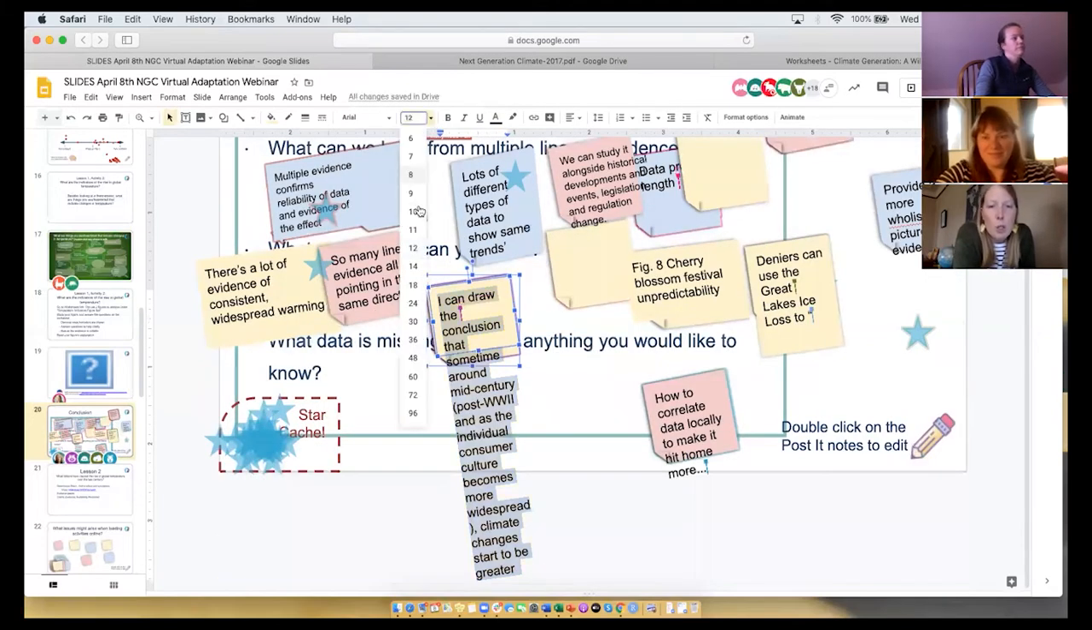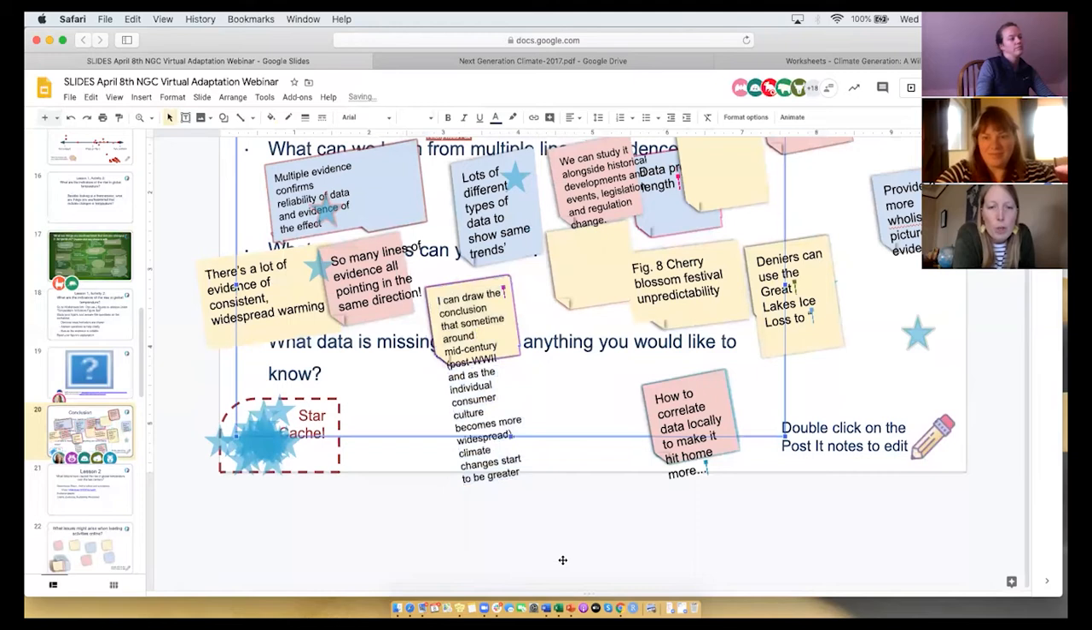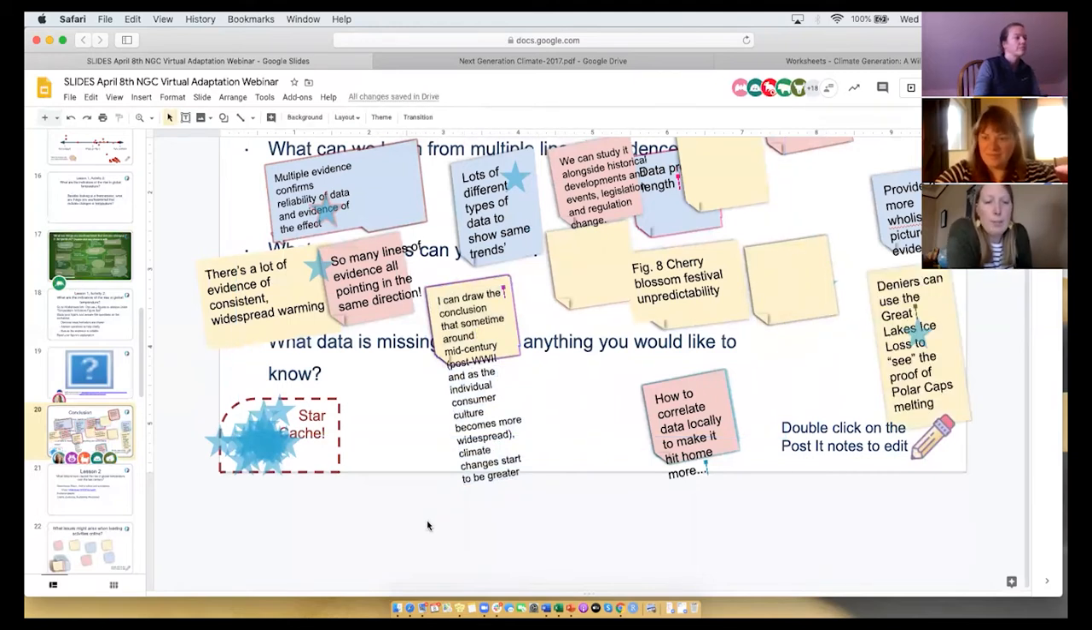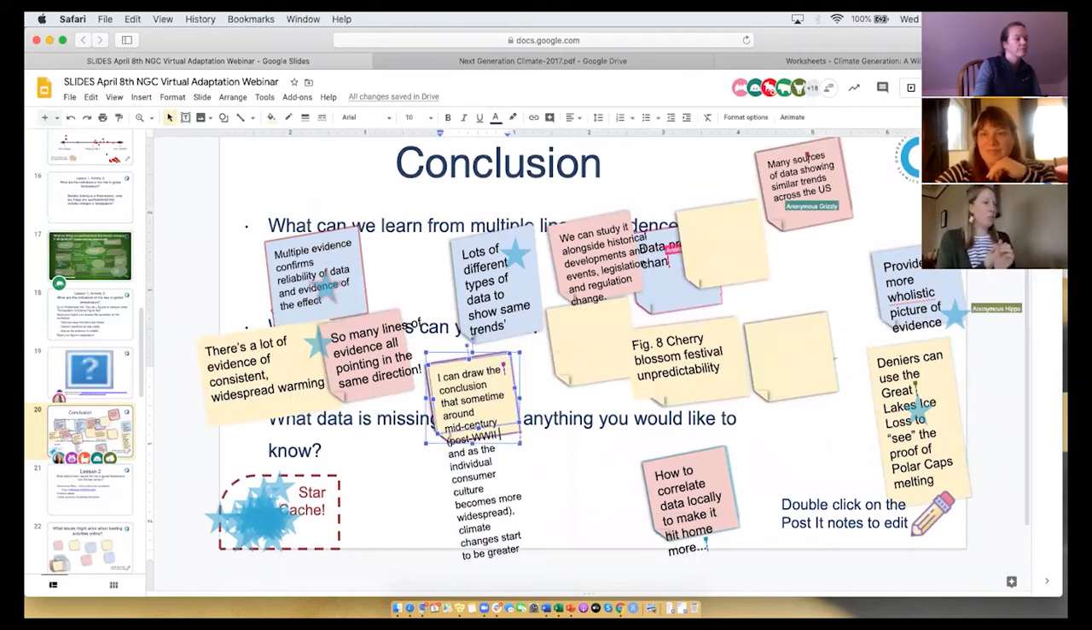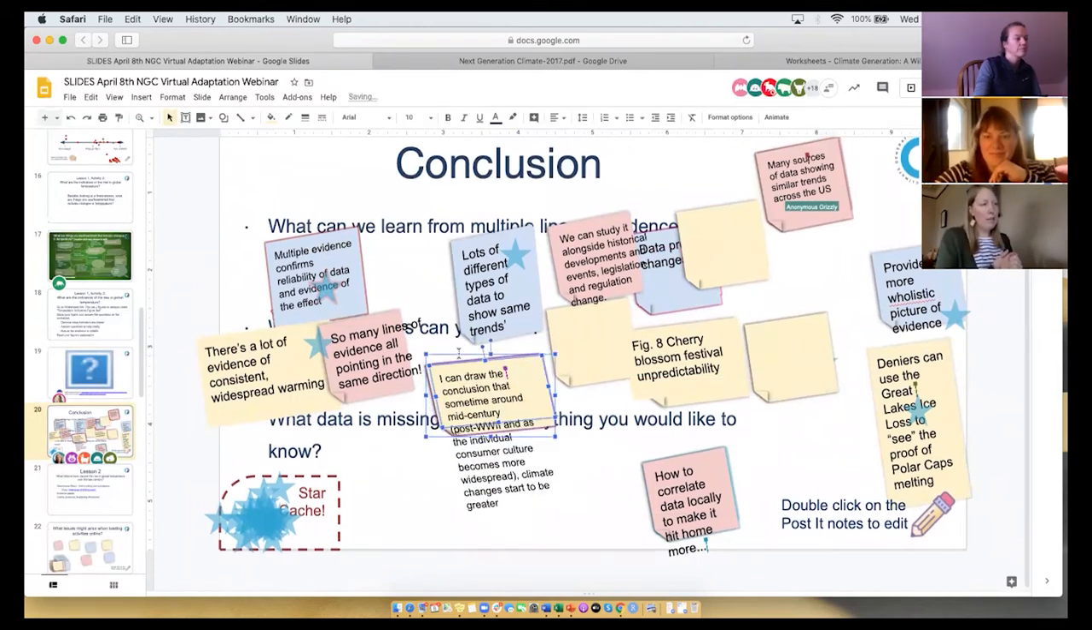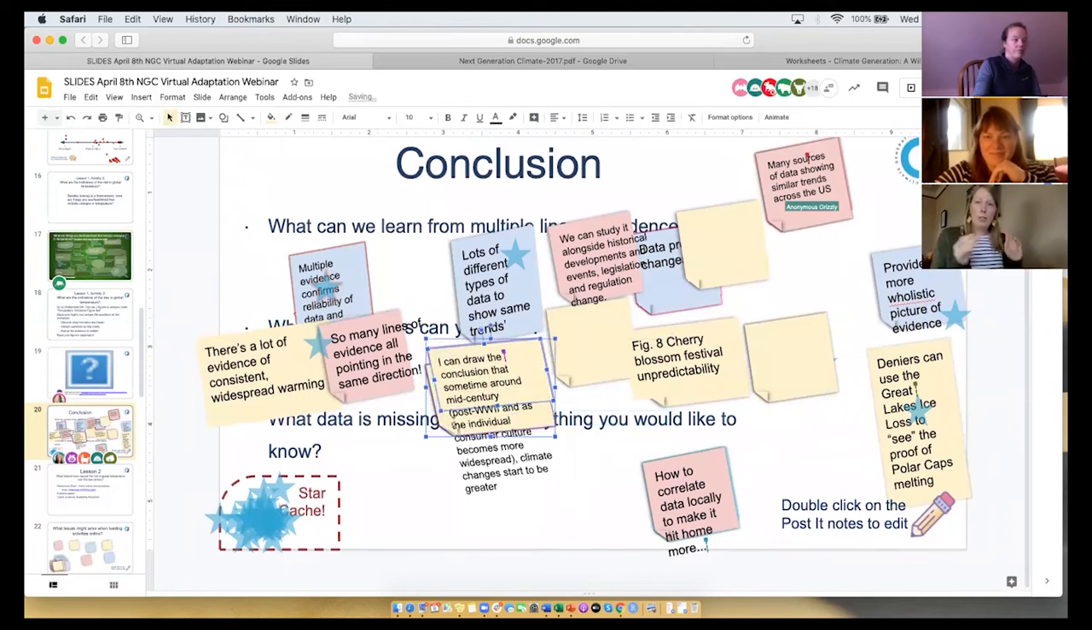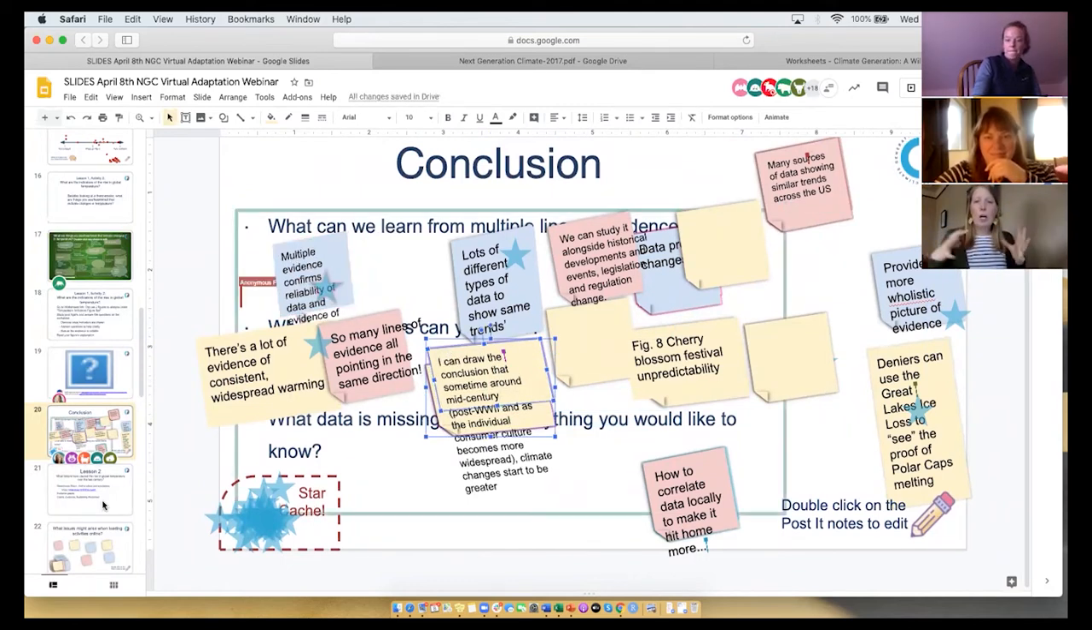But I think the larger picture that we want to show here with all of these evidence lines is that we can put all the different lines of evidence together. So cherry blossoms timing, or increased wildfires, or loss of ice on lakes, or glaciers receding. All of these things, when put together, paint a bigger conclusion for the evidence for global temperature rise and climate change.